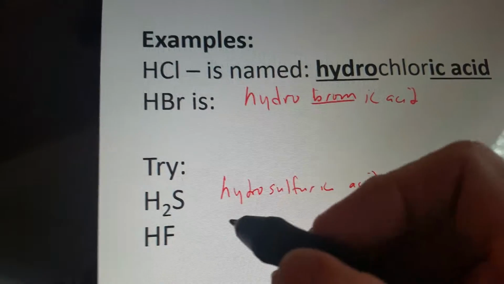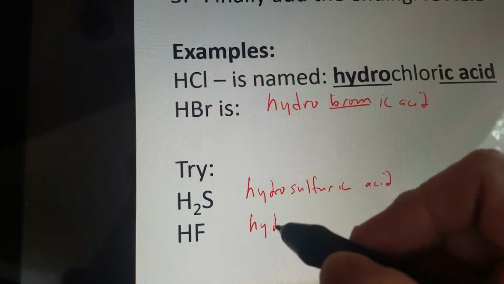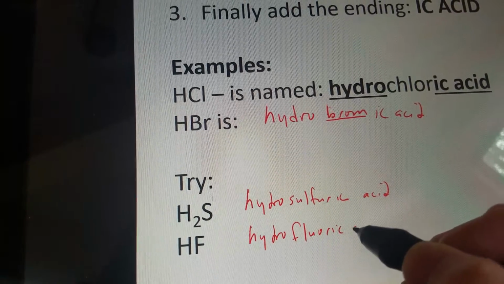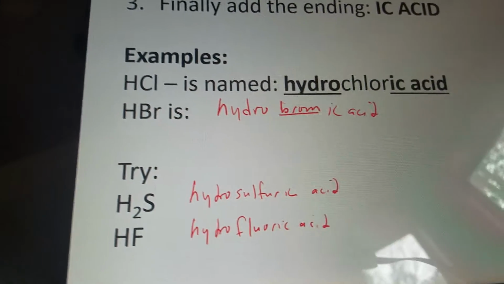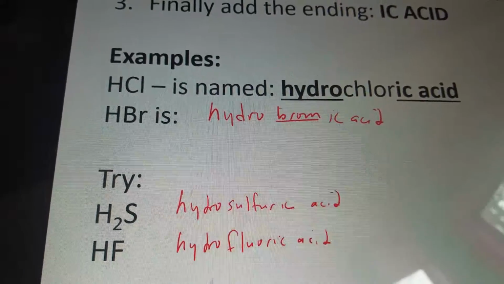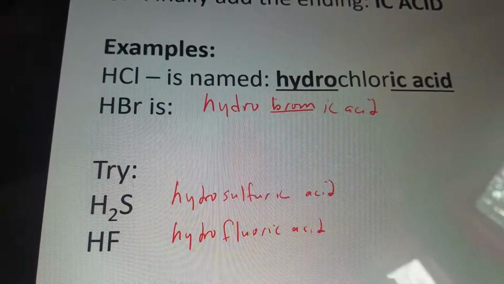The next one, you have hydro with fluorine, so this will be hydrofluoric acid. So on that dry lab that we have on part number 3, it's going to ask you to name some binary acids.